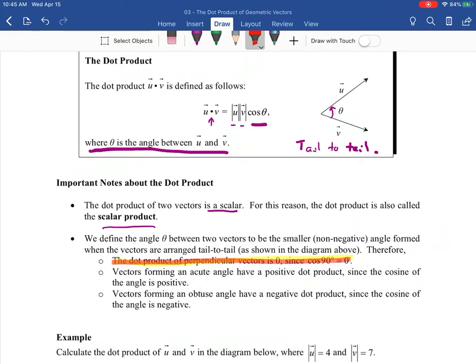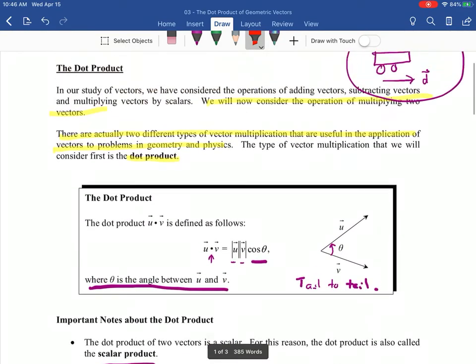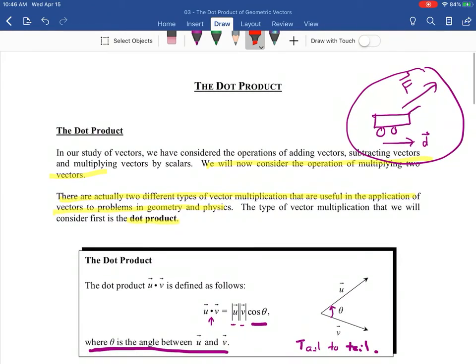Vectors forming an acute angle have a positive dot product since the cosine of the angle is positive. So if we go cosine of an angle between 0 and 90, we'll get a positive answer. But you can also get a negative dot product if the angle's greater than 90 degrees. Why is that? And just some looking forward here, look at the situation. If my force had been in this direction here, I would have been pulling against the wagon's motion, and I would have been doing what's called negative work, which is I'm taking away energy from the system.